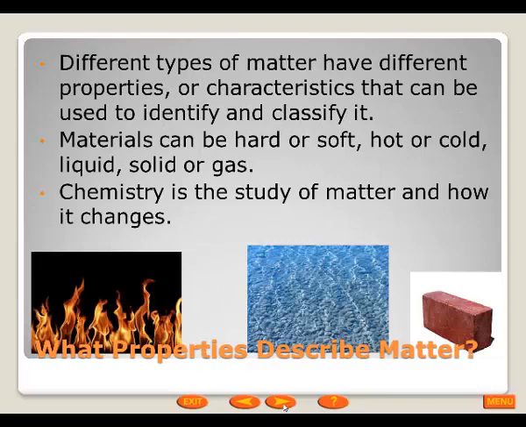Different types of matter have different properties or characteristics that can be used to identify and classify it. Materials can be hard or soft, hot or cold, liquid, solid, or gas. And the pictures down at the bottom of the page give a representation of some of these things. Chemistry is the study of matter and how matter changes.